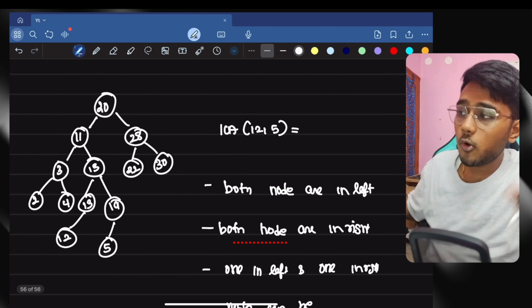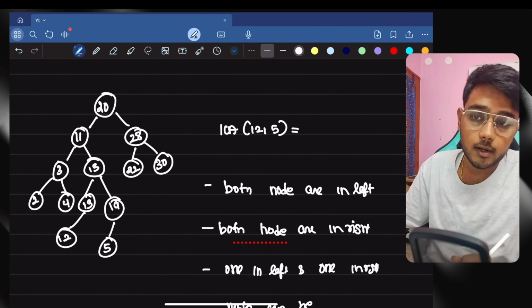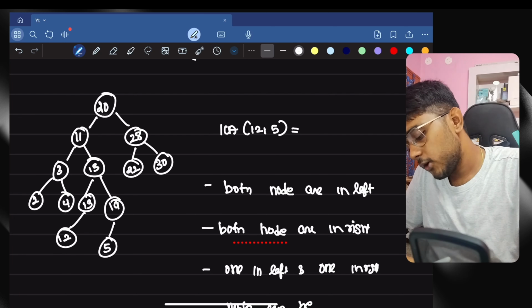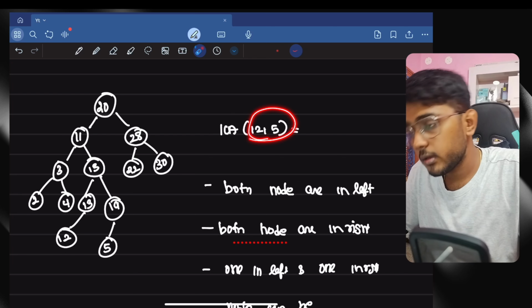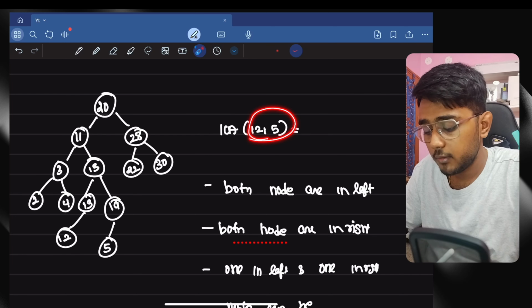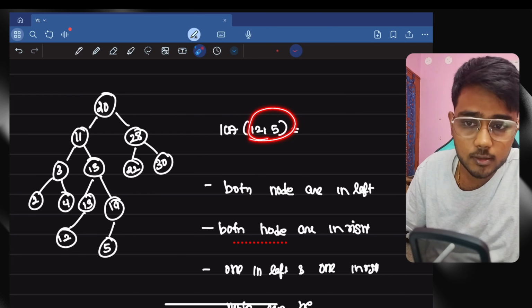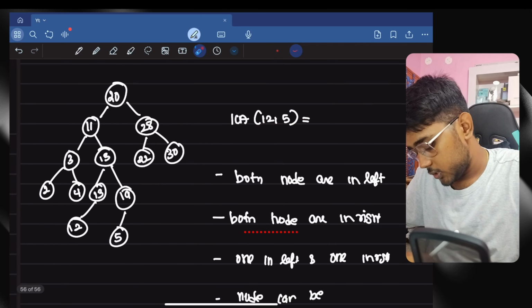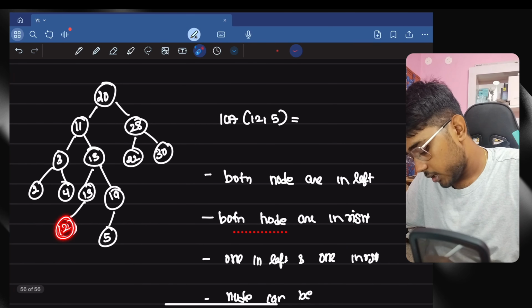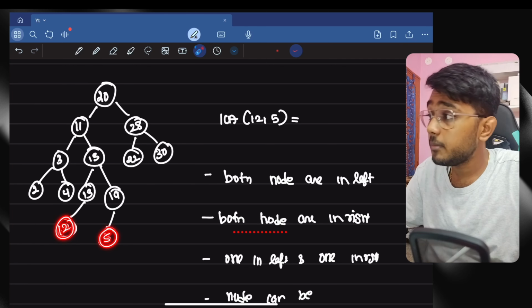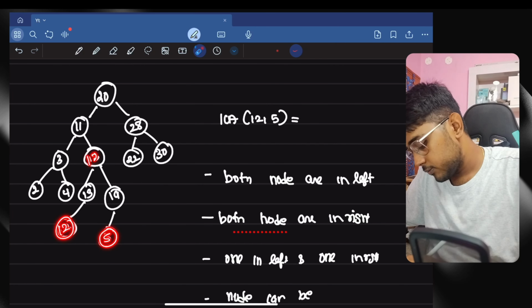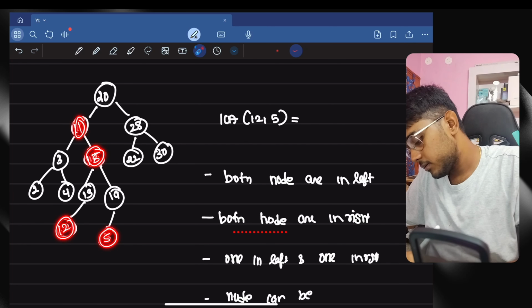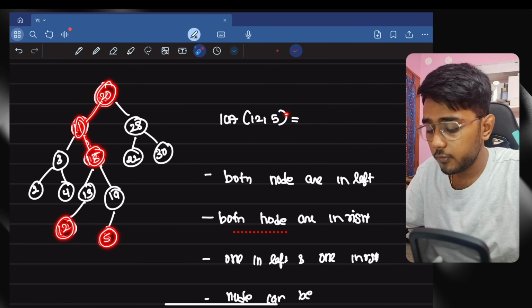So I have just drawn a slightly bigger tree for a better understanding and a better dry run. Now tell me, guys, what are the ancestors of 12 and 5? I'm asking for all the ancestors, not one particular one. So the nodes 12 and 5 are here. Now tell me all the ancestors of them. The ancestors are going to be 15, 11 and 20. So these are the ancestors of these particular nodes.